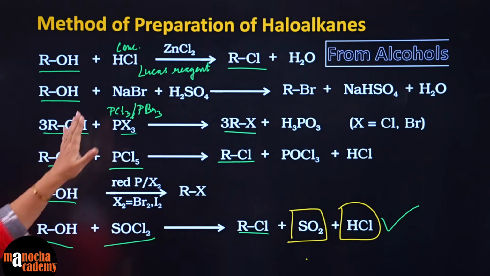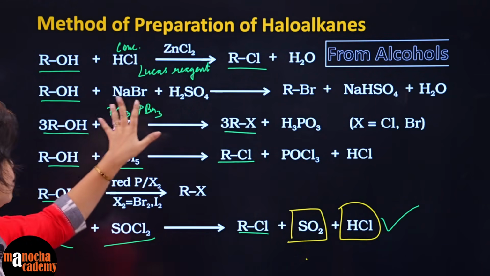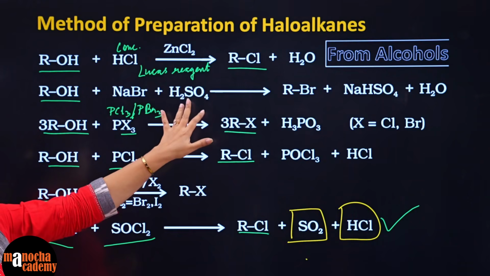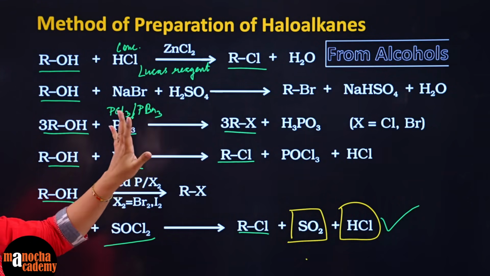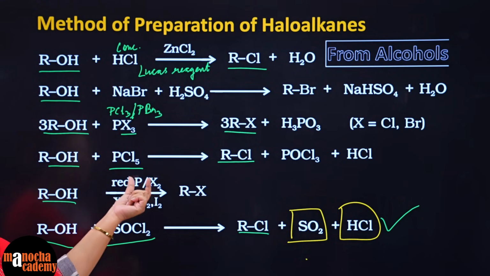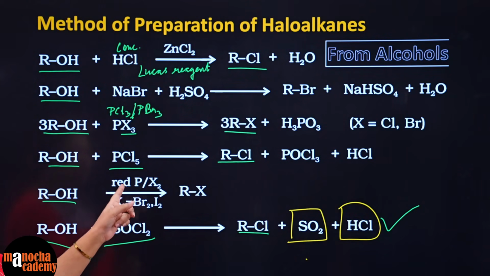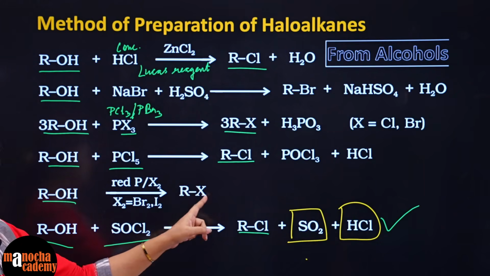Besides that, if you want to prepare bromo, you can go by NaBr and sulfuric acid. Here again we use concentrated sulfuric acid, not the dilute one. Also you can use red phosphorus and bromine. You see, simply red phosphorus and bromine, you get RBr. Similarly, if you use red phosphorus and iodine you get RI.